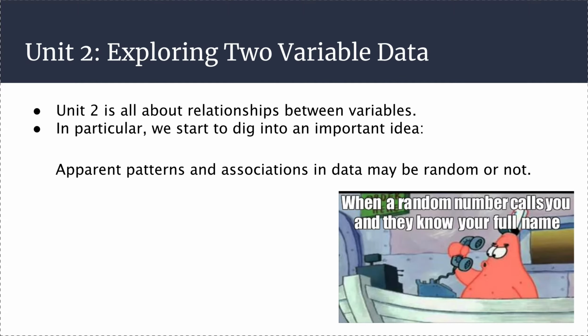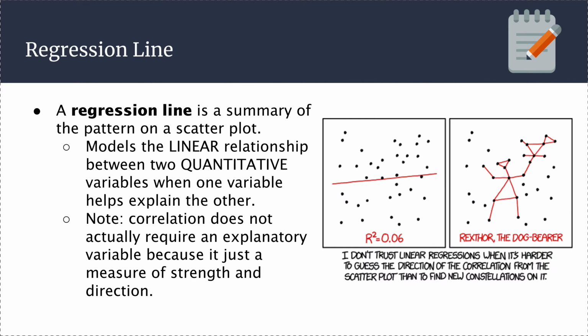In Unit 2, we are exploring two variable data, looking at relationships between two variables, and talking about whether or not apparent patterns and associations are random or not. All right. So today we're talking about what's called a regression line. A regression line, you can think of it as simply a summary of the pattern on a scatter plot.